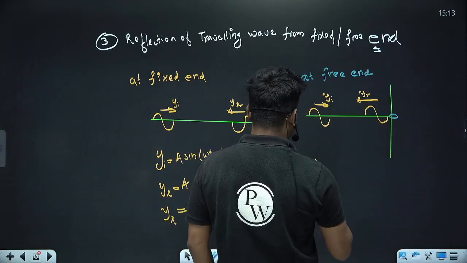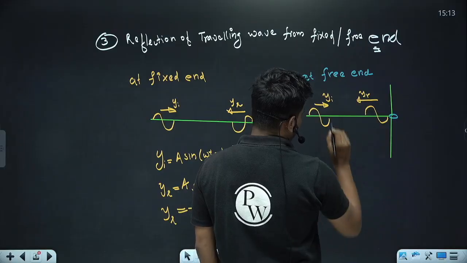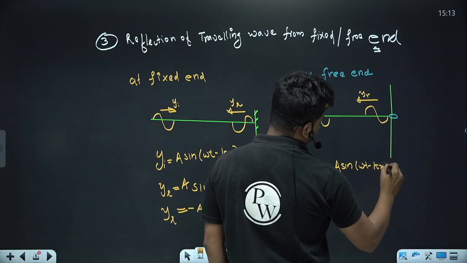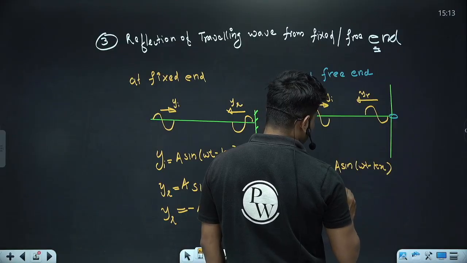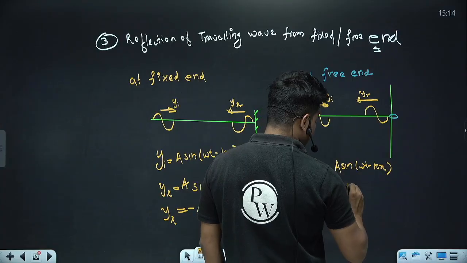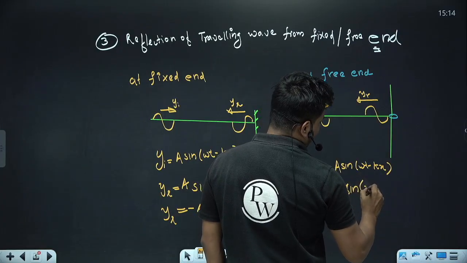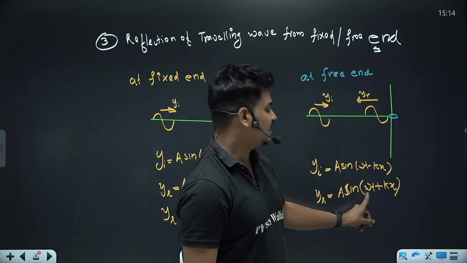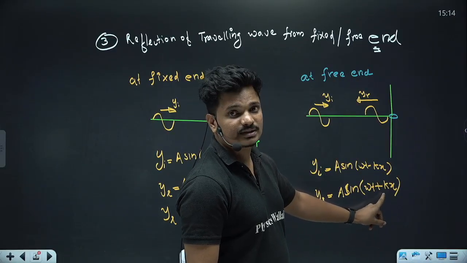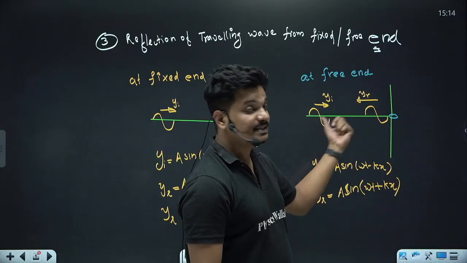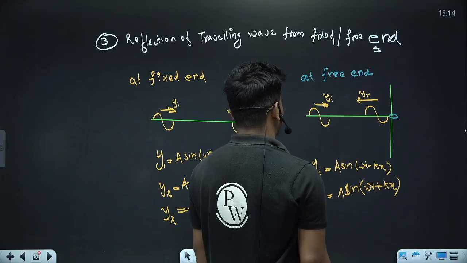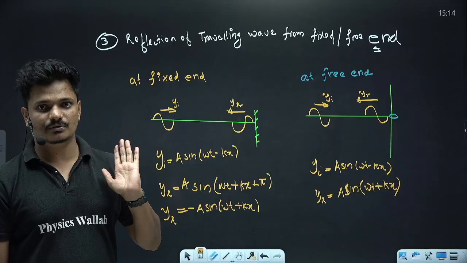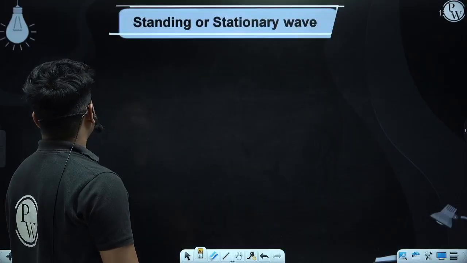So what is our y incident here? If this is sin(ωt − kx), then what is the reflected wave? The amplitude is still the same, then sin(ωt + kx). Only this term will be changed. Omega same, frequency same, wave velocity same, so lambda is same, only the direction is opposite. So that is the reflected wave. These three things we should remember before going to our standing wave. Then we can start our standing wave.